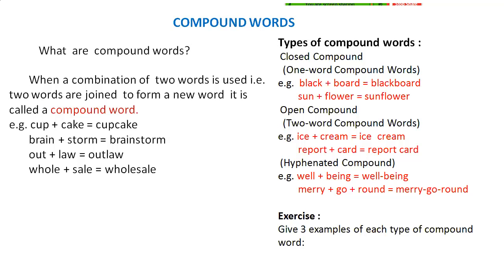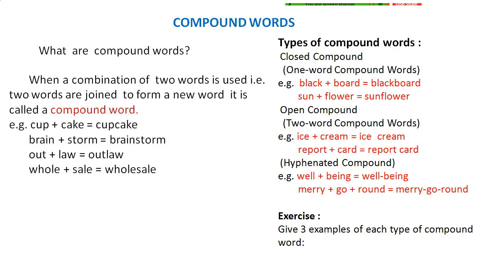The third type of compound word is the hyphenated compound. It has a hyphen in the middle. For example, when you take the word well and you take another word, being, and you combine them together, they form the word well-being, which is a hyphenated word. It has a hyphen in the middle.